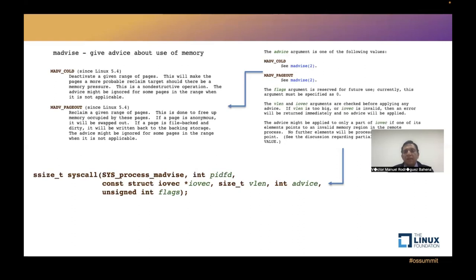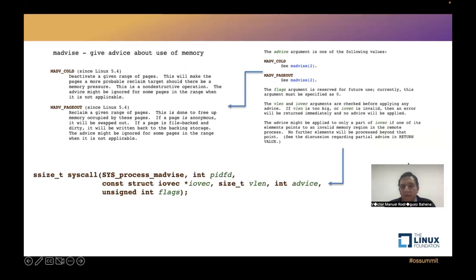The advice might also be applied to only a part of the iovec if one of the elements points to an invalid memory region of the remote process. No further elements will be processed beyond that. That's very interesting and important.